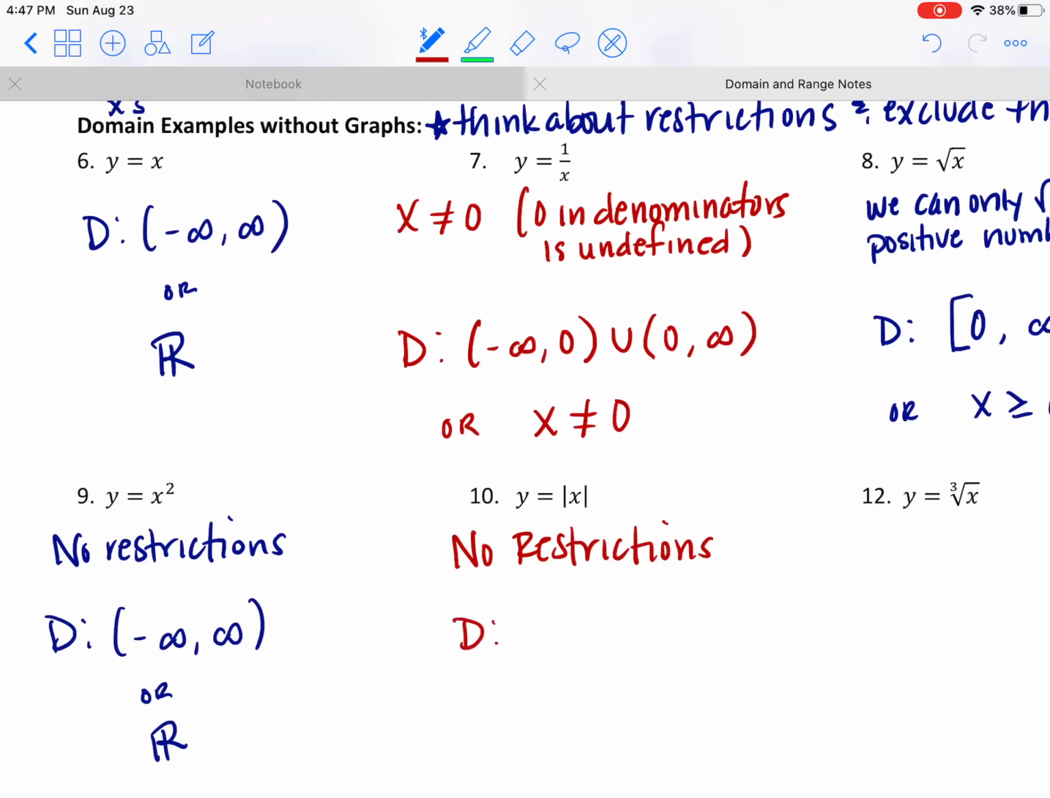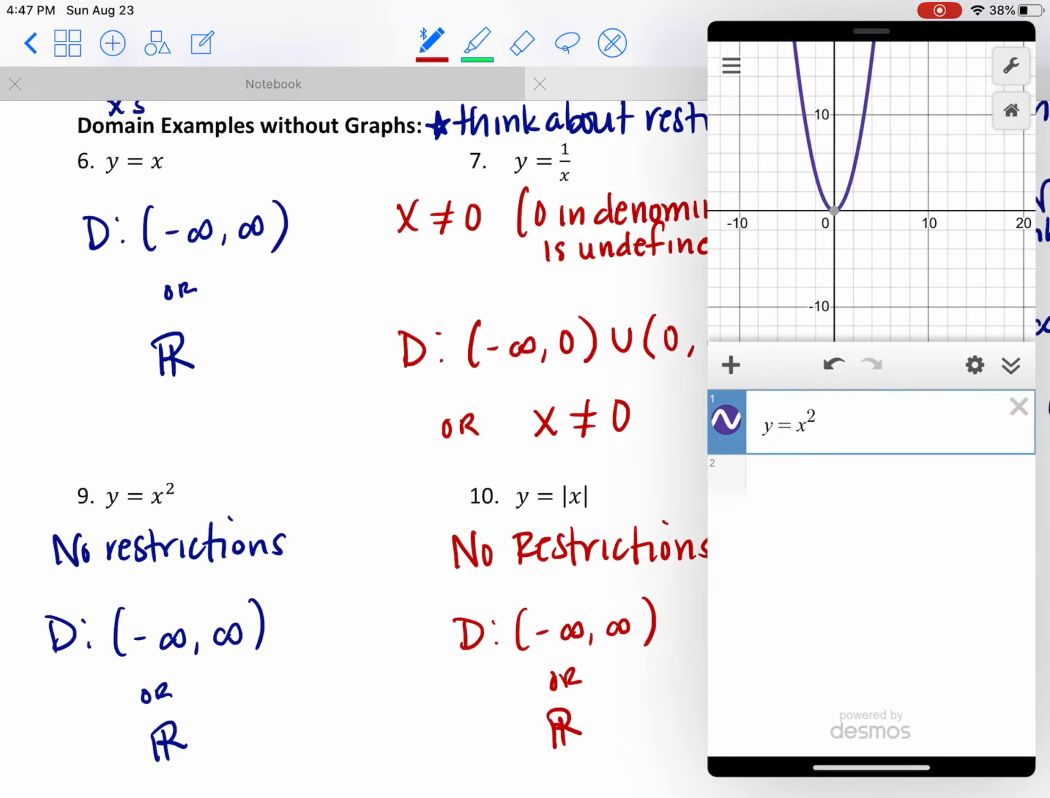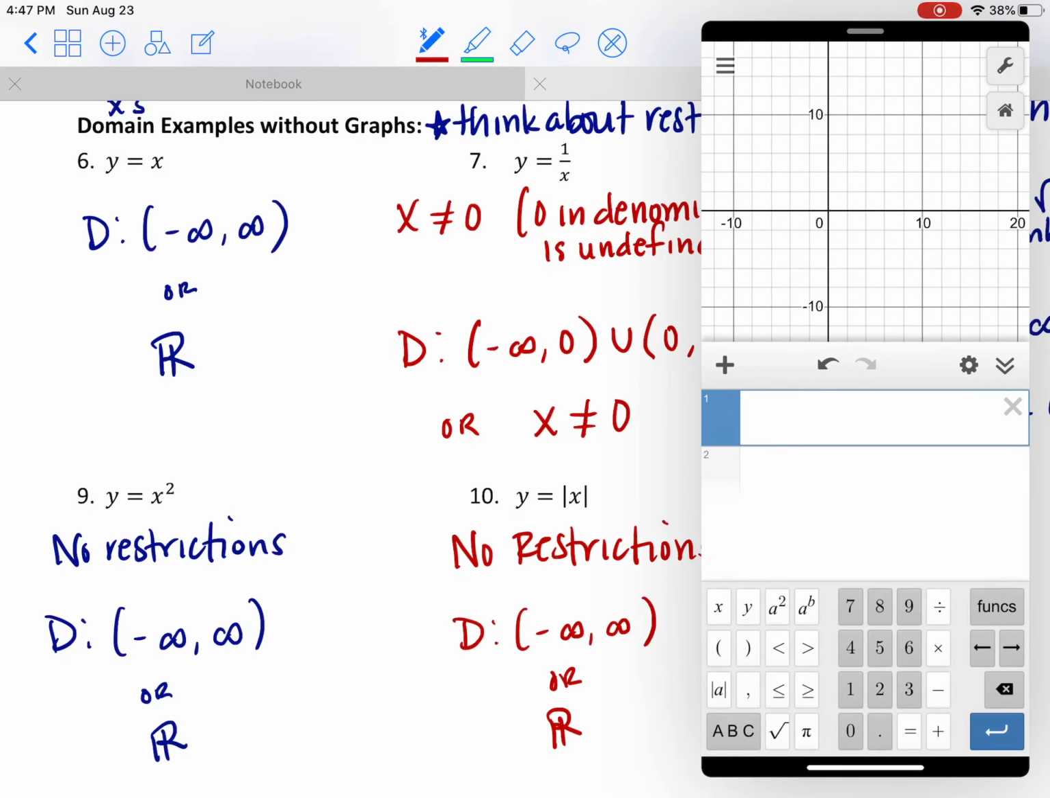And so we have again a domain that's going to be everything from negative infinity to positive infinity, or all real numbers. Now just in case you don't believe me, if I was to graph y equals the absolute value of x, we're going to see a graph that goes left and right forever without restriction.